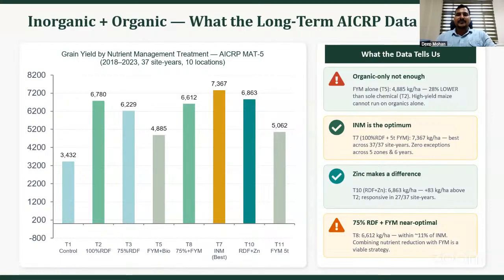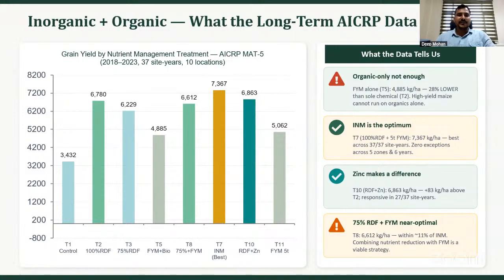This slide contains the long-term INM trial data from 10 locations, which are distributed across 5 agroclimatic zones, and this happened through 6 years of period, from 2018 to 2023. So total 37 site years of field data.